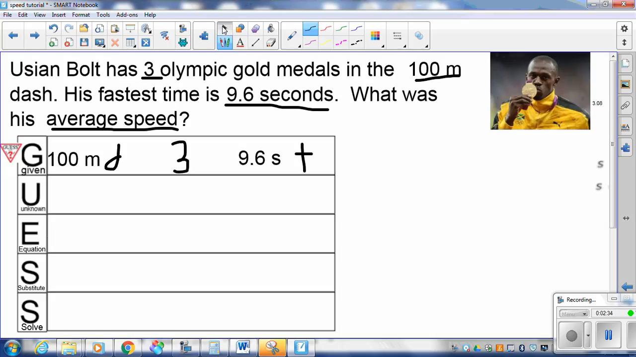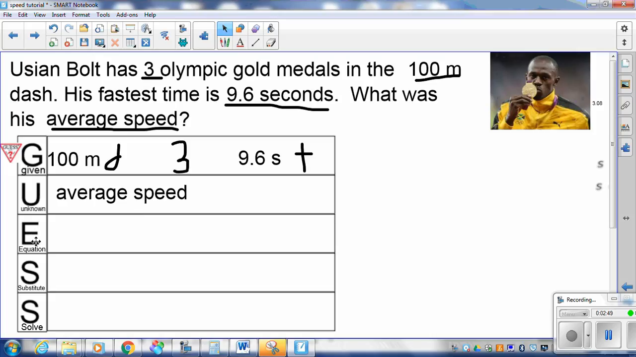Okay, the next part of GUESS is U, unknown. What are we trying to find out? What is his average speed? And you should be writing this stuff in your box as you go along with me.